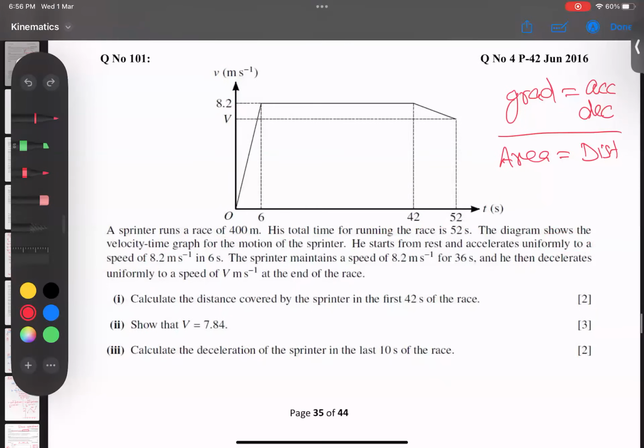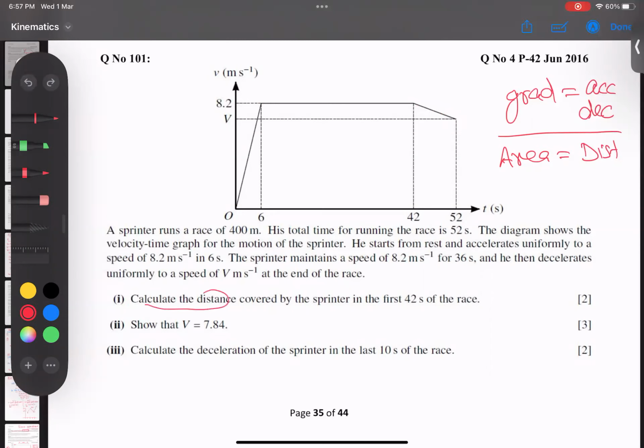Then after that, the sprinter maintains a speed of 8.2. When any person reaches a high speed, he maintains that speed for some time, here for 36 seconds. So 42 minus 6 is 36, and this gap of 36 is clearly mentioned here. After that, he decelerates uniformly to the end of the race. He decelerates for a short interval and then he finishes the race.